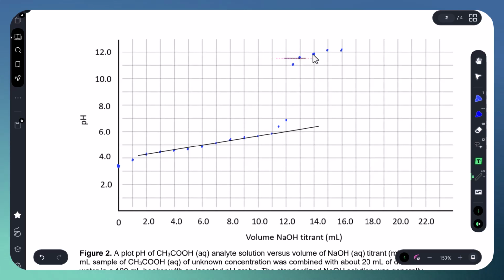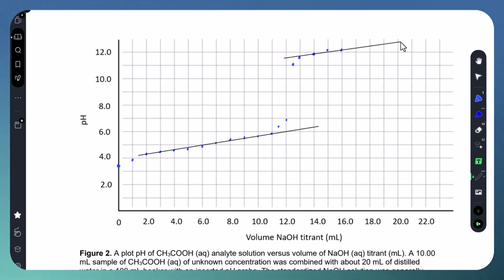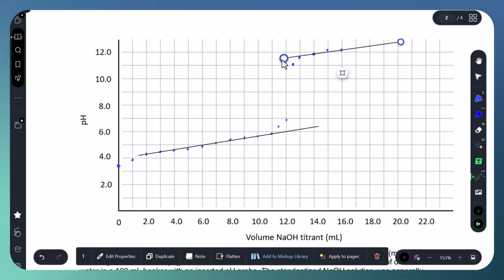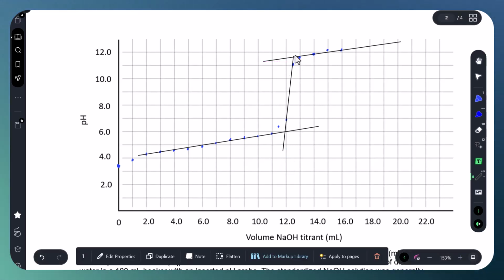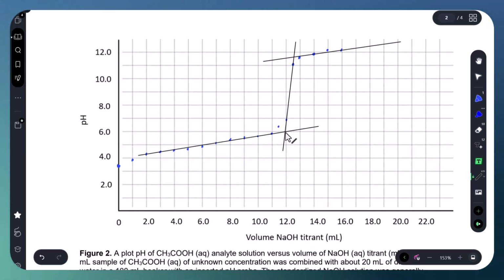And then post-equivalence point, or post-drastic change in pH, so something like this. And then draw a line considering the last data point before the drastic change in pH and after the drastic change in pH. So I'll extend those so that they intersect with my other lines. And then I want to find that midway point from this intersection down at the bottom and the intersection at the top, because the midpoint should represent the maximum change in pH per volume of NaOH added.